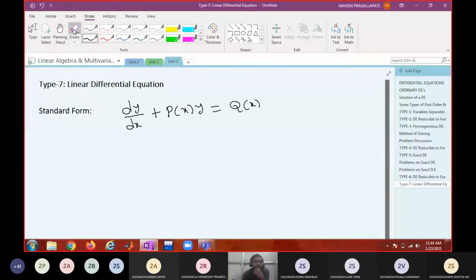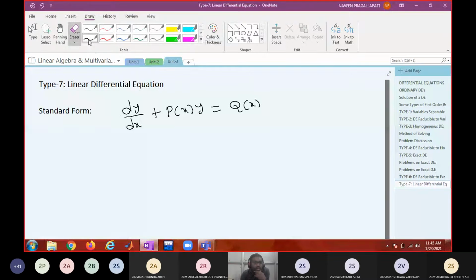Now, why are we calling it a standard form? Because in a standard form, the coefficient of the highest order derivative is 1. Here, what is the highest order derivative? The highest order derivative is dy by dx. Its coefficient is 1. So make sure that your linear differential equation is in standard form. That means the coefficient of dy by dx must be equal to 1.